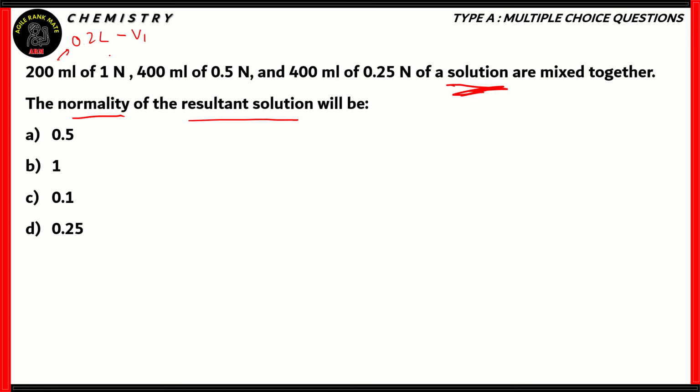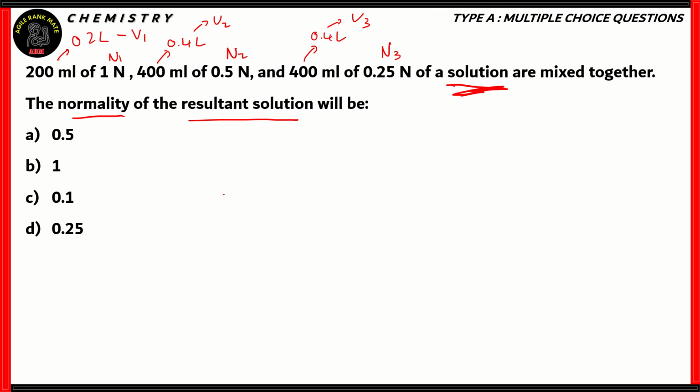1 normal is N1. 400 ml is 0.4 L, which is V2. 0.5 normal is N2. So again, 400 ml, that's 0.4 liters, would be V3, and 0.25 normal is N3. So we need to find the normality of the resultant solution.